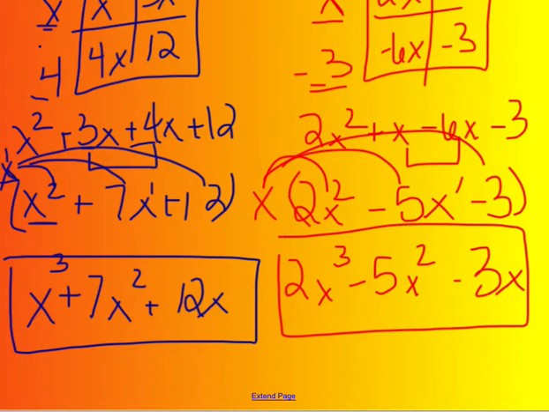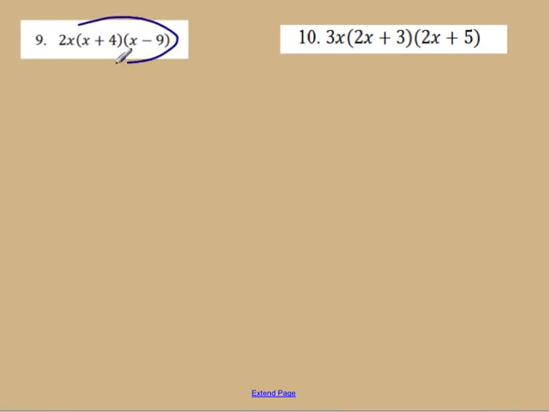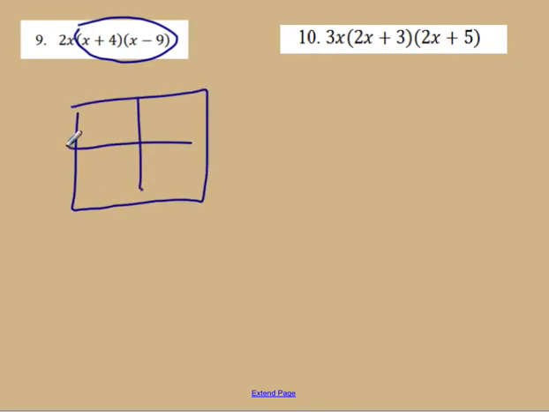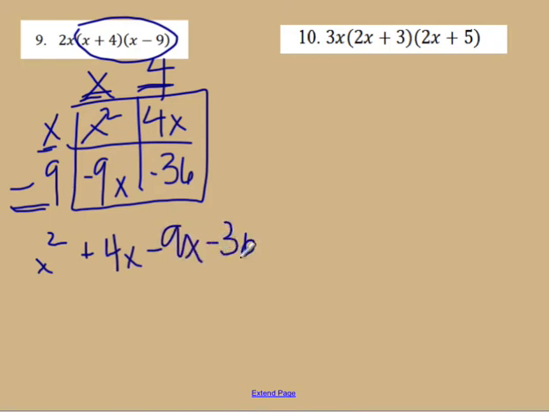All right, let's take a look at number 9. So for number 9, we want to start by multiplying our binomials again. So again, using that box method, I have x and 4 and x and negative 9. Well, x times x is x squared. 4 times x is 4x. Negative 9 times x is negative 9x. Negative 9 times 4 is negative 36. So now I have x squared plus 4x minus 9x minus 36.